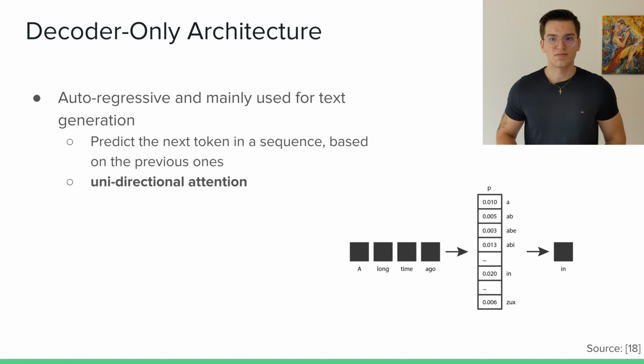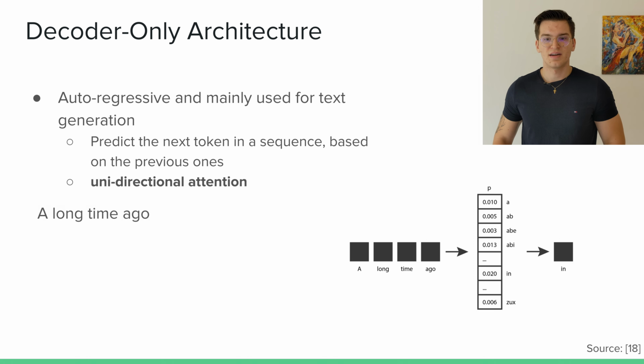Next, let's take a look at the decoder-only architecture. This architecture is autoregressive, meaning it generates text by predicting one token at a time based on the tokens that came before. This makes it ideal for tasks like text generation, when a model needs to generate sequences step by step. In contrast to the encoder, the decoder uses only unidirectional attention, which means that it only looks at the previous tokens to predict the next one. It doesn't have access to future tokens, making it a forward-looking process.